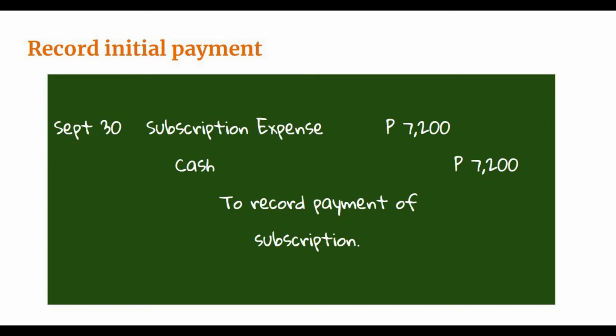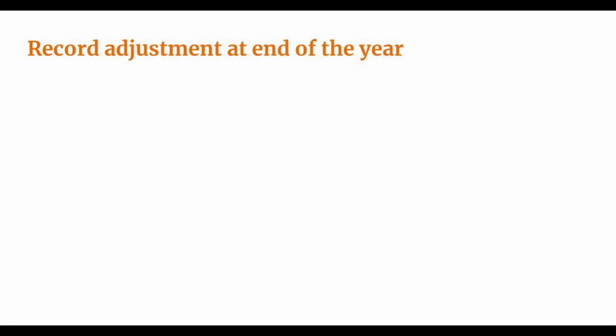How do we know that you will be using the expense method when adjusting? Again, take note what you debited. You debited an expense. Subscription expense is a specified expense, or it will signify that this is an expense for the subscription. How will you record the adjustment at the end of the year?